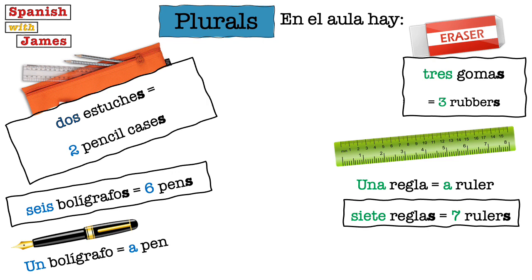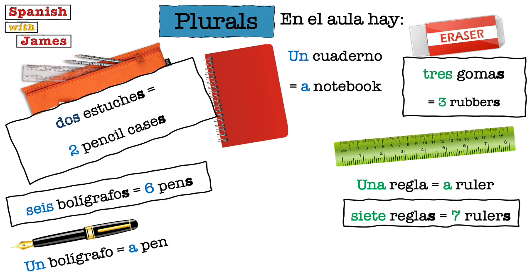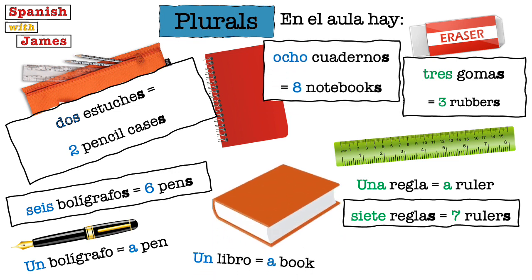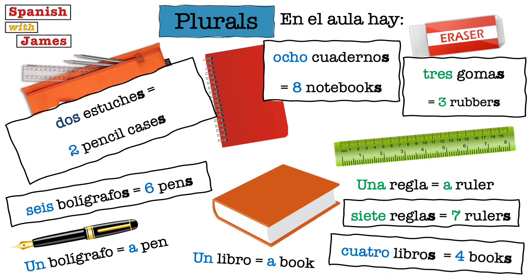With lápiz, which we looked at before, it goes to lápices. It's a bit different because it's a word that ends in a consonant. But most of the time, when things end in a consonant, we just need to add ES in Spanish. Un cuaderno, so that ends in an O. So if we have 8 notebooks, that just needs to change to ocho cuadernos. Un libro, so that also ends in an O, in a vowel. So if we have lots, it would just go to libros. So in this case, cuatro libros.